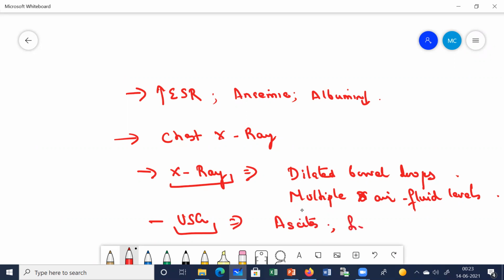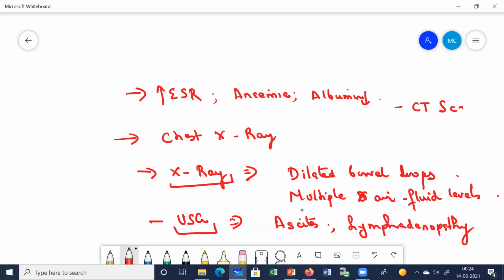Whether there is enlargement of any lymph nodes, lymphadenopathy, or whether there has occurred any bowel wall thickening in the ileocecal region, the eccentric wall thickening, the lymph nodes, the fluid, the interloop ascites, the thickening of the cecum. All these things can be seen in the ultrasonography. Clear? Then, more specific, is your CT scan.